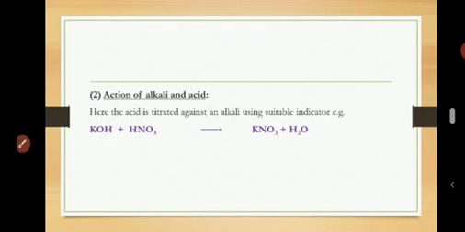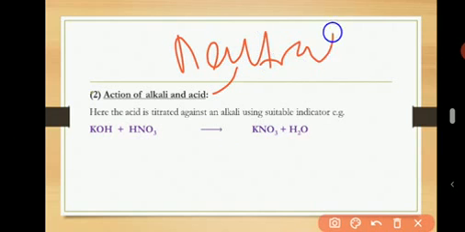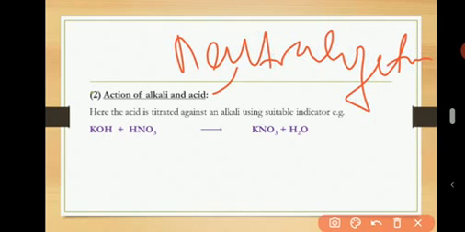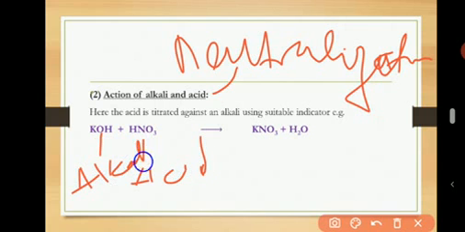Another method is action of acid against alkali. You remember, you call that reaction a neutralization reaction. You remember that? Sorry about my handwriting. I want to really learn how to write very well. So we call that a neutralization reaction. When an acid reacts with an alkali, you call that a neutralization reaction.